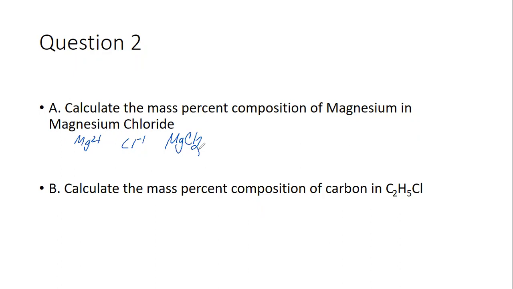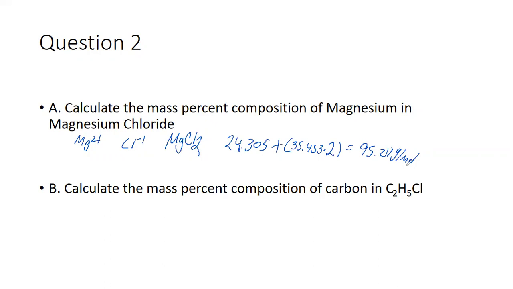So we look at magnesium. It is 24.305 AMU or grams per mole. Chlorine is 35.453. And we have 2 chlorines, so we need to multiply this number by 2. And we add them together. Same calculation we did on Monday. And we get that the weight of magnesium chloride is 95.211 grams per mole.